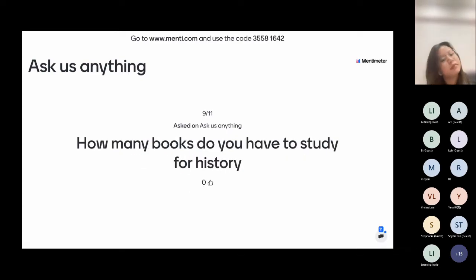How many books do you have to study for history? There are no books at JC for JC history. It's just lecture notes given to us by our teachers.